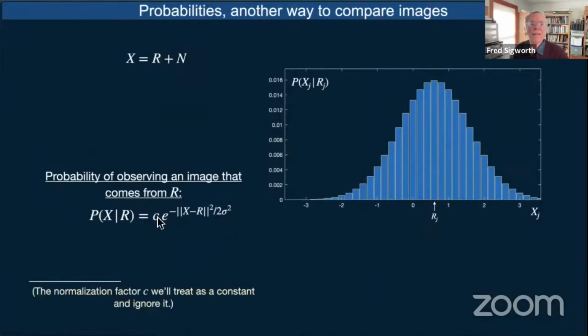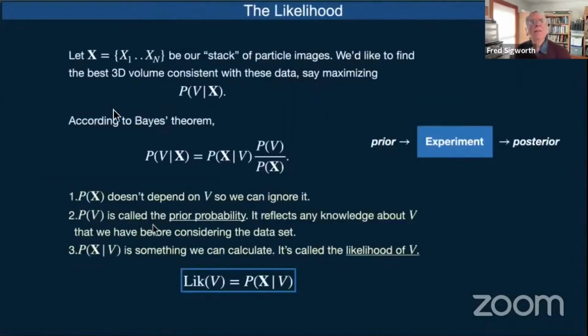Okay, so I'm going to put all of that normalization into a small factor that we'll just call a constant. So the idea of treating things as a probability is that we can make use of powerful statistical techniques, and here's how we're going to do it. Let's suppose that we let this big X be our stack of particle images. And what we'd like to do is find the best 3D volume consistent with our data set. So here we say we maximize the probability of V given X, the probability of our volume given the data set. You could imagine that V is the set of all possible three-dimensional density distributions, and we want to find the one of these possible 3D density distributions that is consistent with our data set.